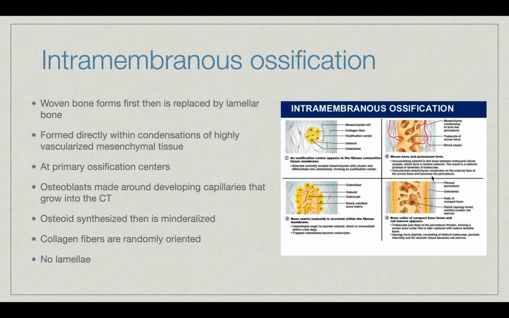Vascularized mesenchymal tissue will condense onto the external face of the woven bone, and then that will become the periosteum. And then here, this is when it's all mature. There, the bone collar of the compact bone will form, and then the red marrow will appear. The trabecula just deep to the periosteum will thicken, and then that will form the woven bone collar that is later replaced with mature lamellar bone. And then the spongy bone, or the diploe, will consist of distinct trabecula, and it persists internally, and the vascular tissue inside will become the red marrow.